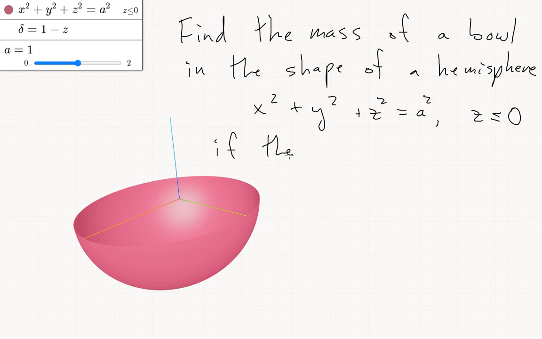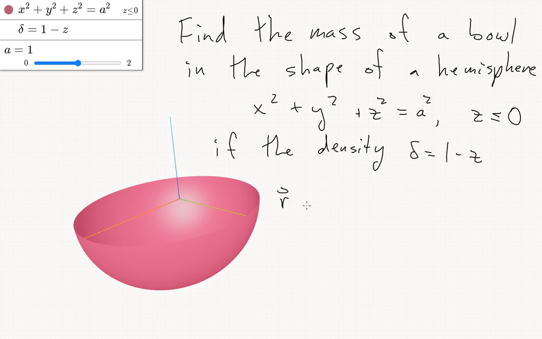And the density we'll say is given by delta equals 1 minus z. So it's density 1 at the top and gets more dense as you go down. So we'll use spherical coordinates to parameterize this.